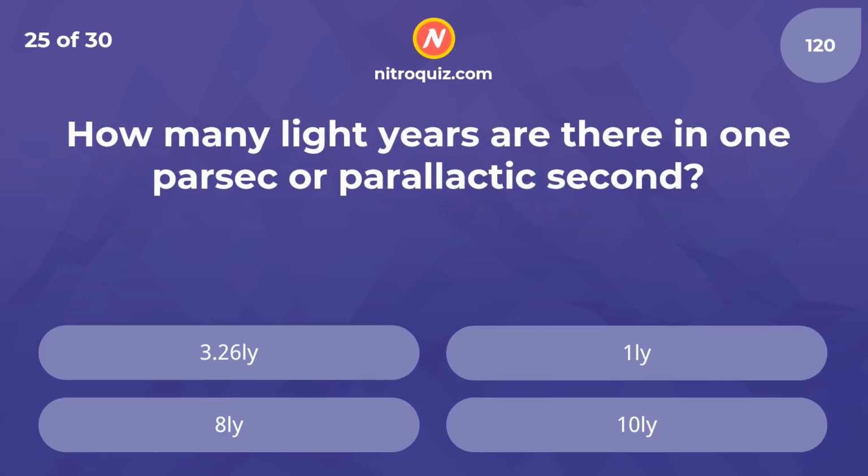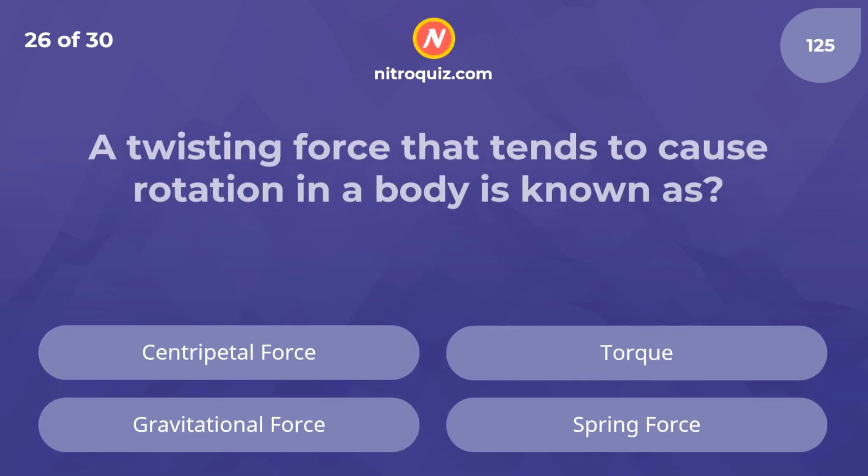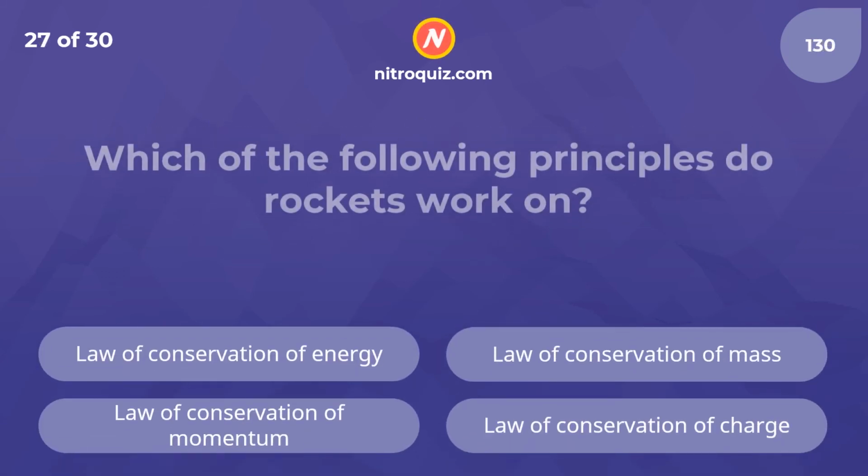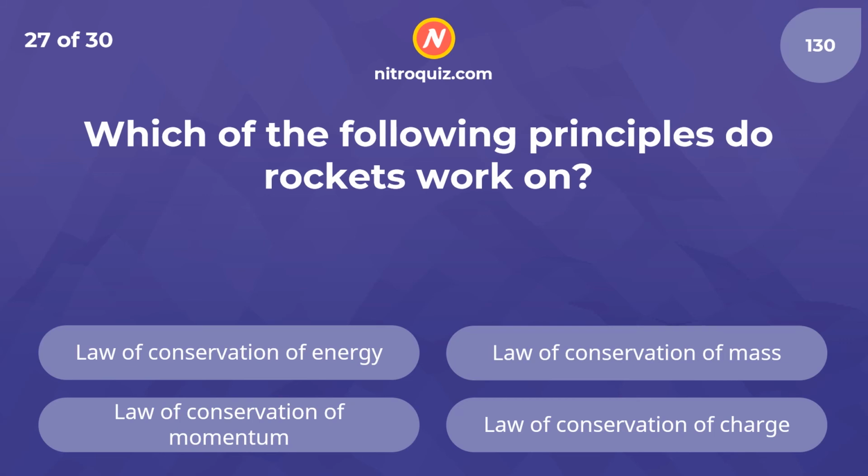How many light years are there in 1 parsec or parallactic second? Answer is 3.26 light years. A twisting force that tends to cause rotation in a body is known as... Answer is torque. Which of the following principles do rockets work on? Answer is law of conservation of momentum.